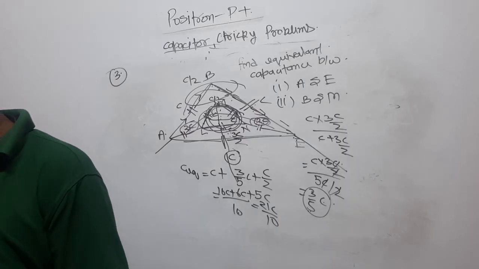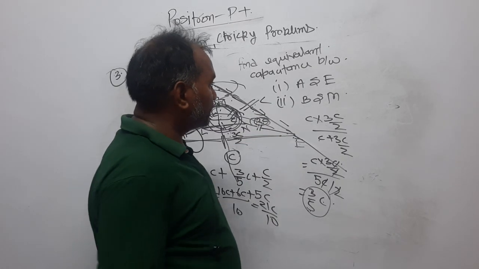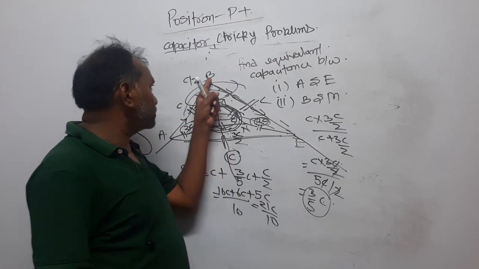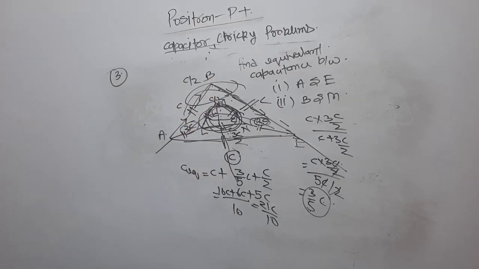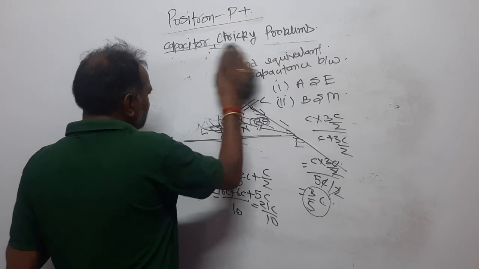Now dear student, the second part is that we have to find the equivalent of the circuit between points B and M. Now how? Let's move further. Again I'm redrawing this circuit.